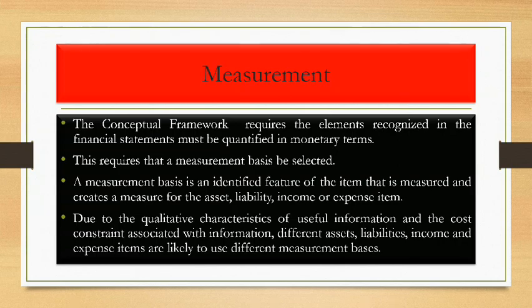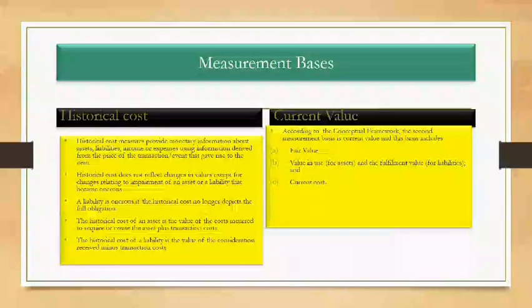Due to the qualitative characteristics of useful information and the cost constraint associated with this information, different assets, liabilities, income, and expense items are likely to use different measurement bases, of which we will discuss the measurement basis shortly. Measurement basis. There are a number of measurement bases when preparing the financial statements. We'll focus on two, that is historical cost and the current value.